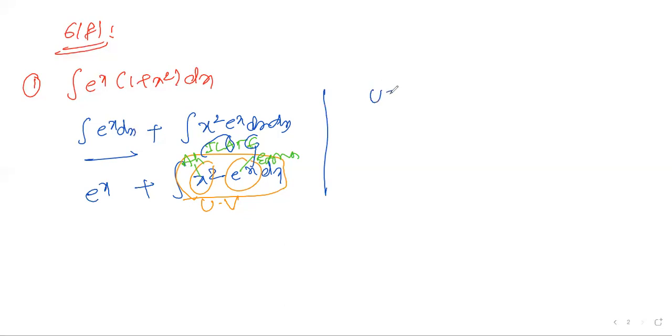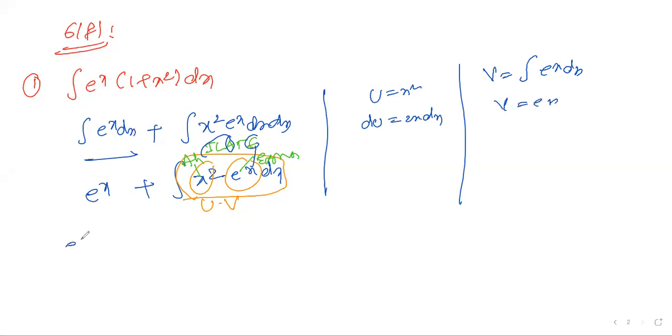Here u is equal to x square, du is equal to 2x dx. Then v is equal to the integration of e power x dx, so the value of v is e power x. Just substitute and you'll get the answer. The formula is uv minus integration of v du. It's already a very familiar formula.